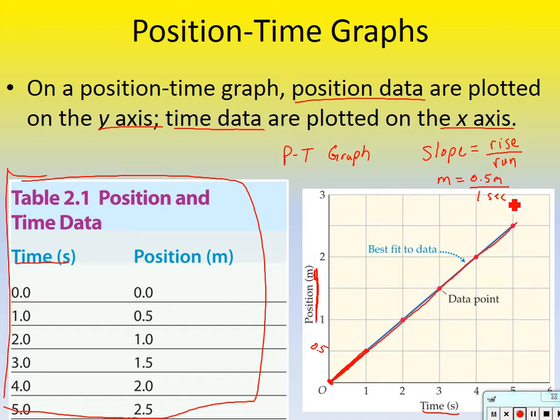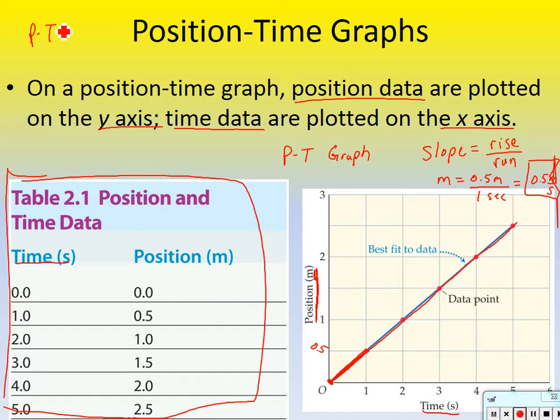So what is our slope telling us? Yeah, that slope is 0.5 meters per second. So our slope was 0.5 meters per second. What's meters per second telling us? It's telling the velocity, right? So this object, I don't know what it was, was moving for the first second at 0.5 meters per second. That's its velocity.